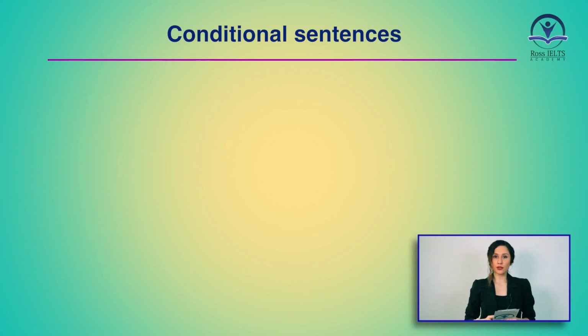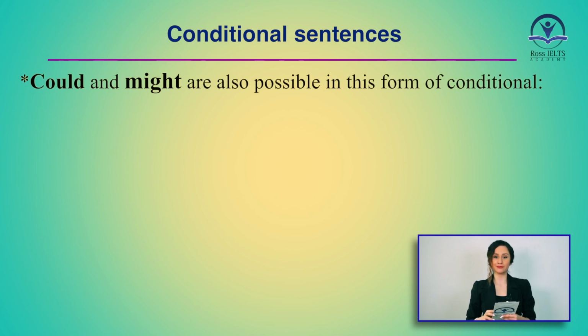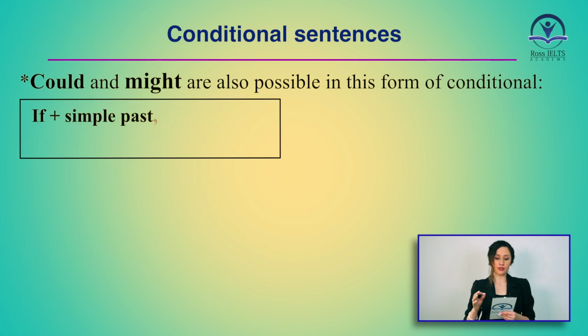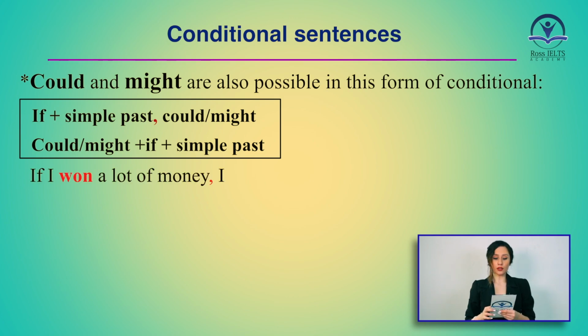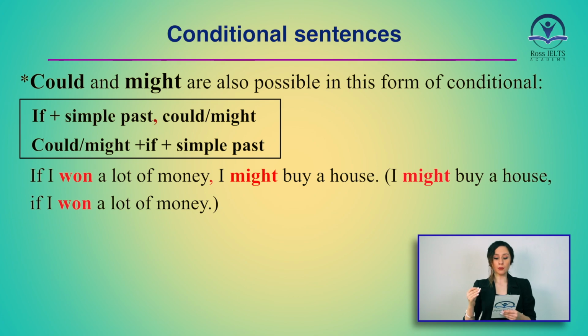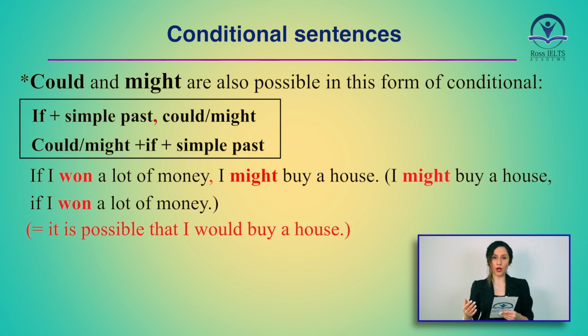In second conditional, instead of would, you can also use could or might this way. If plus simple past, comma, could or might. Or you can even say could or might plus if plus simple past. For example, if I won a lot of money, comma, I might buy a house. Or I might buy a house if I won a lot of money. So it means that it is possible that I would buy a house if I won a lot of money.